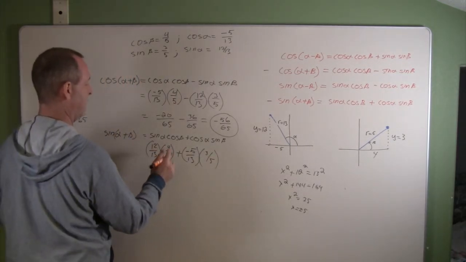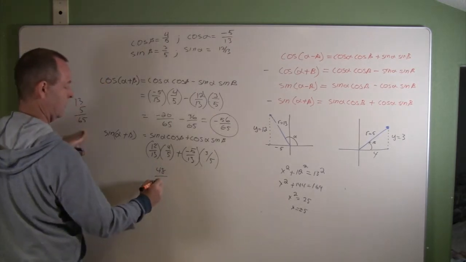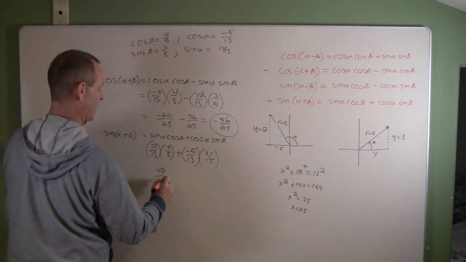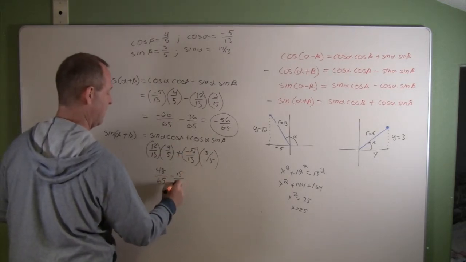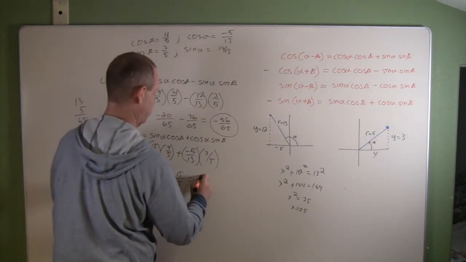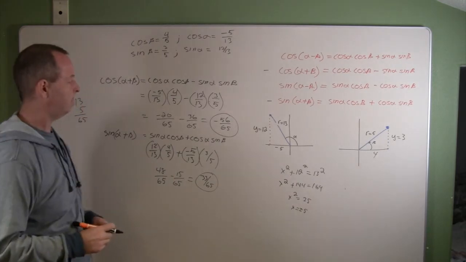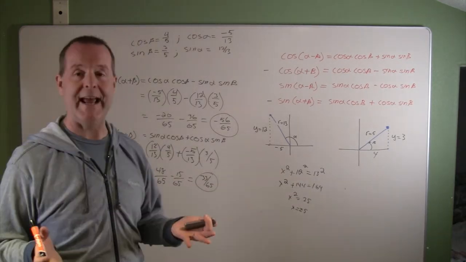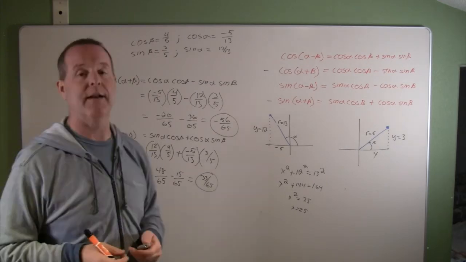So 12 times 4 is 48, all over 65, which I worked out earlier, plus a negative 15, minus 15 all over 65, and that equals 33 over 65. So there I found the sum formulas for both the cosine and the sine of those two angles.